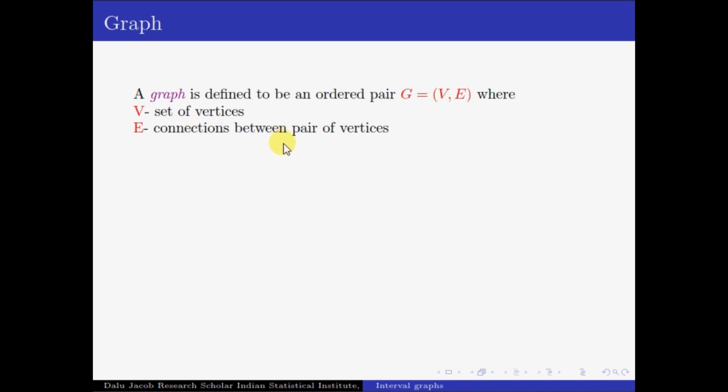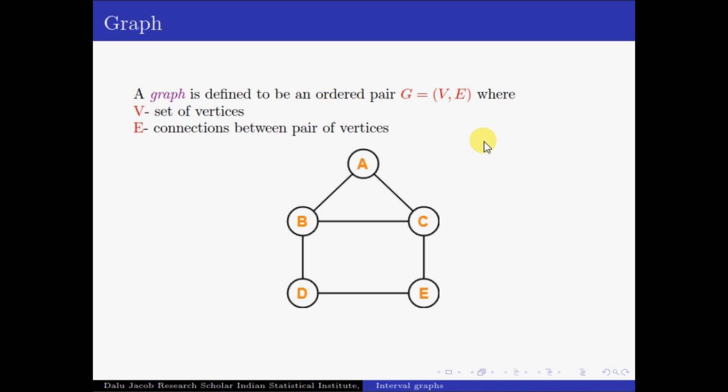So let us consider an example first. This is a graph on 5 vertices, namely A, B, C, D and E, and the lines between those vertices denote the edges or connections between them. In fact, we come across graphs through many instances in our daily life.